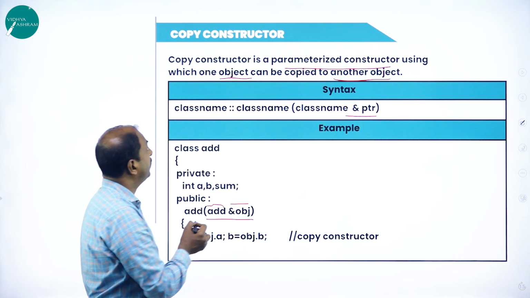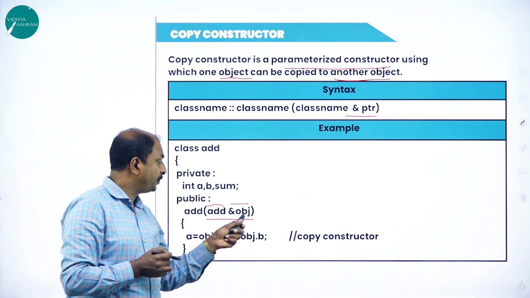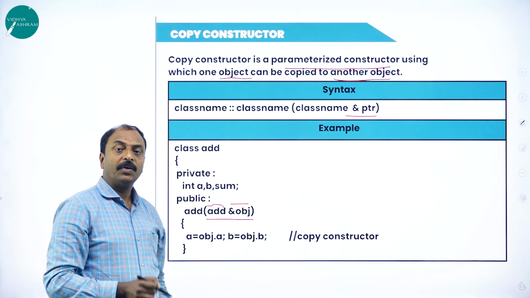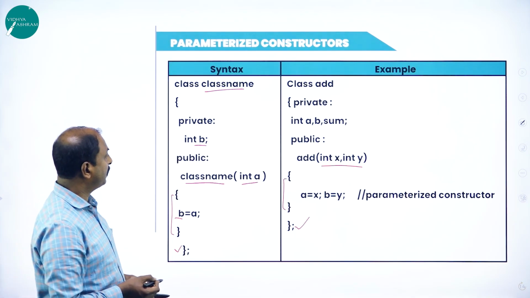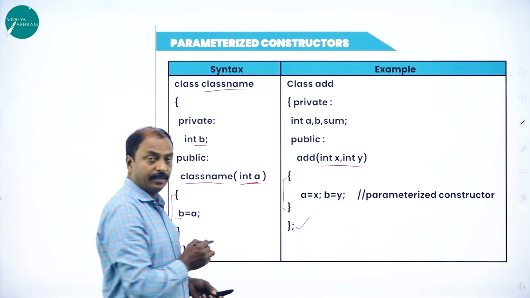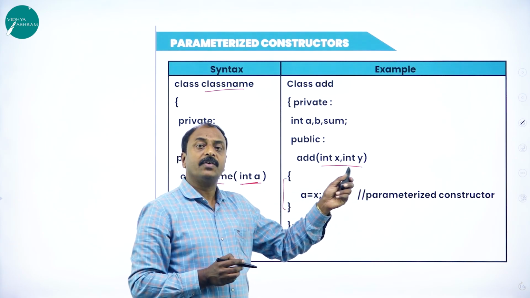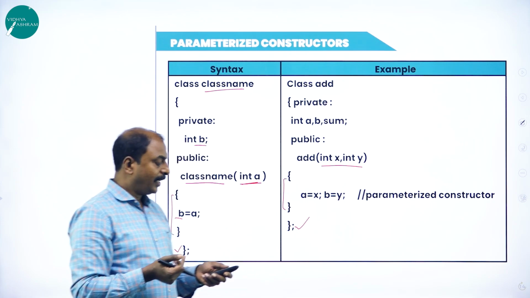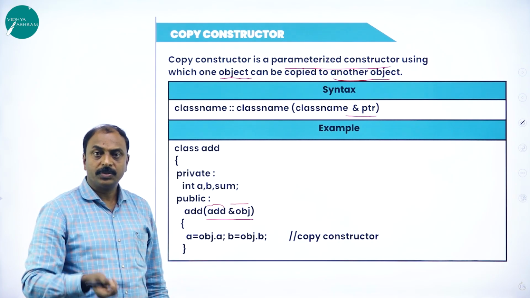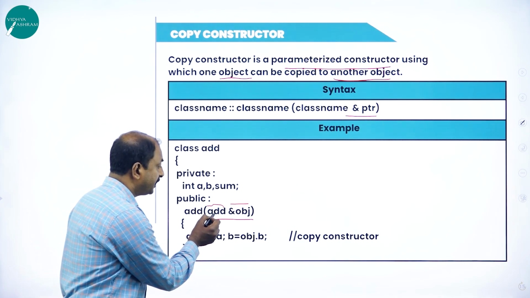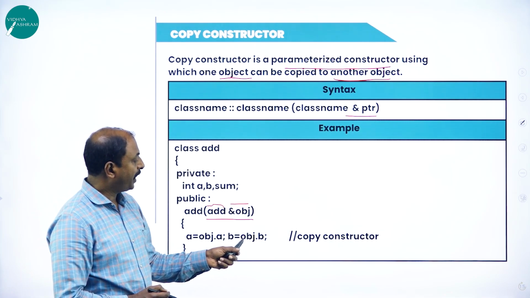So in this example, under copy constructor, we are writing an object of a class as a parameter. If you observe our previous example, under parameterized constructor, these are only variables, not an object. But under copy constructor, we are writing an object of a class. How can we make out the object here? Because Add is the name of the class. Then inside that, a equals object dot a and b equals object dot b.